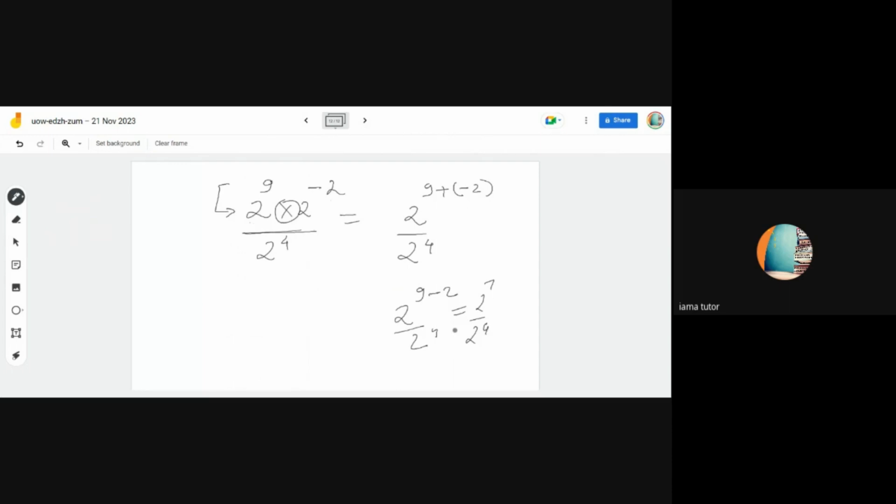It's not complete yet. Now you will simply use the law of division. It says that if you have the same base, then the powers subtract, meaning 7 take away 4, so that will be 2 power 3, and that will give you 8, which is our final answer. Okay, so that was another question on indices.